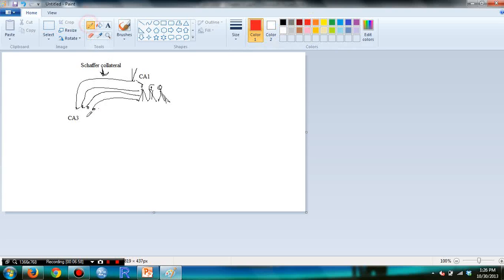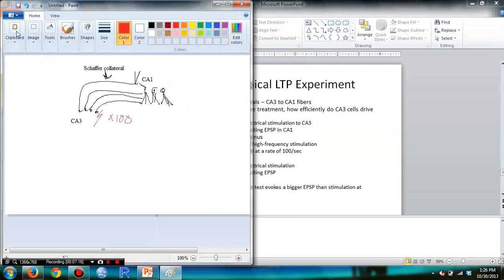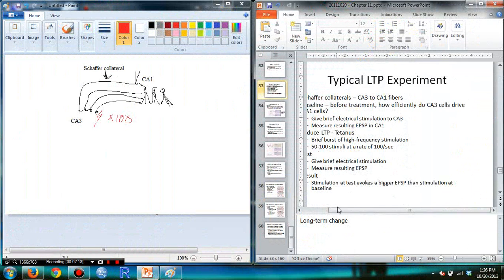We go, right? And that makes the cell fire like crazy, right? And so a lot of neurotransmitter gets released onto our CA1 neuron, right? And so we just really, really drive the cell. Just the one cell. Yeah. So we're just talking about this cell here. Okay?